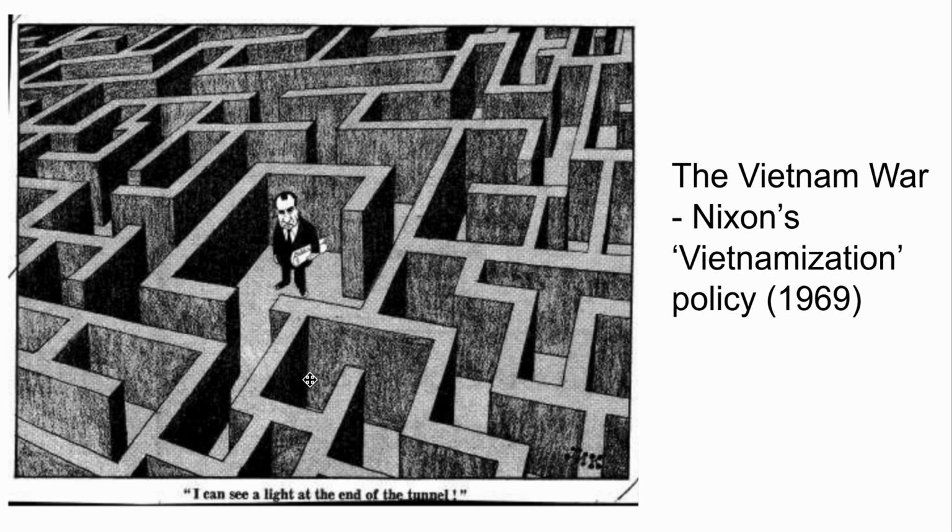Finally, the last cartoon I'm looking at is Nixon's policy of Vietnamization. So Nixon gets elected in 1968, comes to the presidency in '69, and this is a comment on his suggestion that he knows the answer. He knows how to end the Vietnam War, and it says, "I can see a light at the end of the tunnel," and he's in this maze. So it's obviously not as straightforward as he says it's going to be.